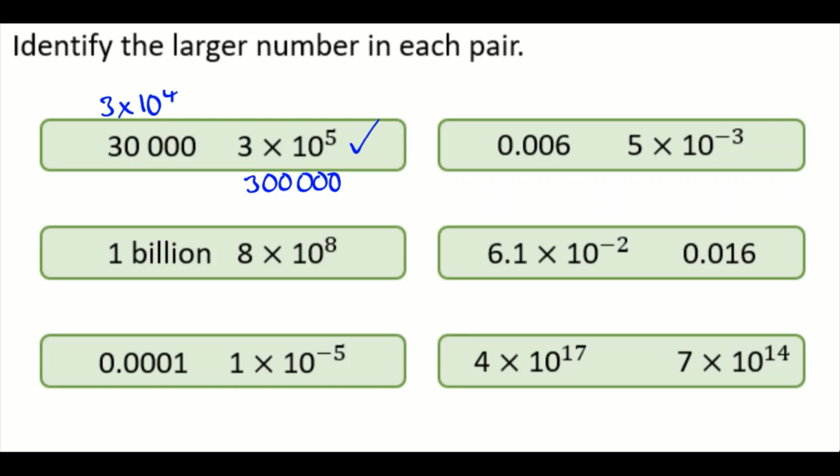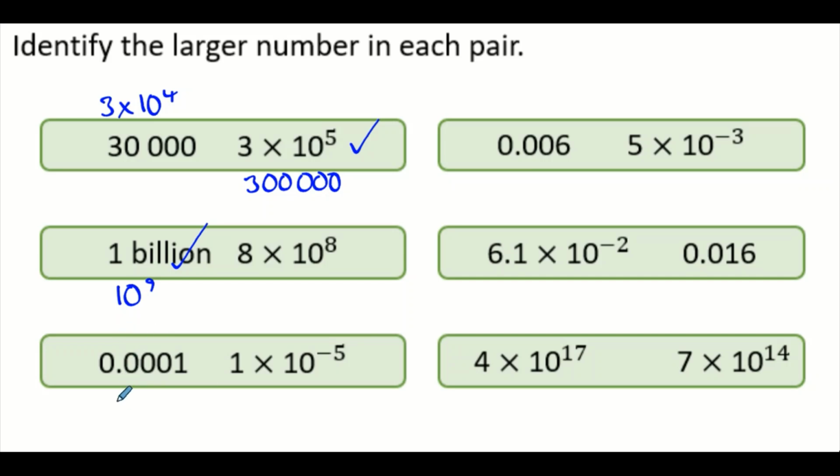So 1 billion. A billion is now, as a standard, 1,000 million. In the UK it used to be 1,000,000 million, but now it's 1,000 million. That is 1 times 10 to the power of 9. So 8 times 10 to the 8, just like the Jupiter-Saturn question, that's smaller than any single digit times 10 to the 9. So the billion is bigger.